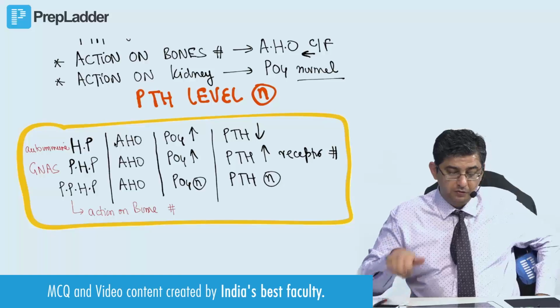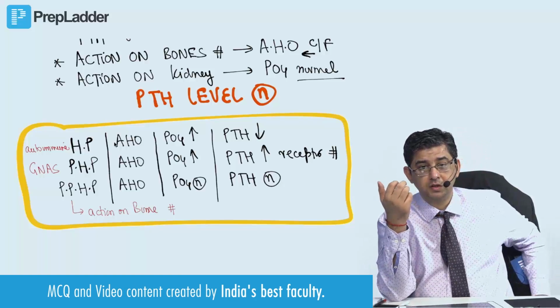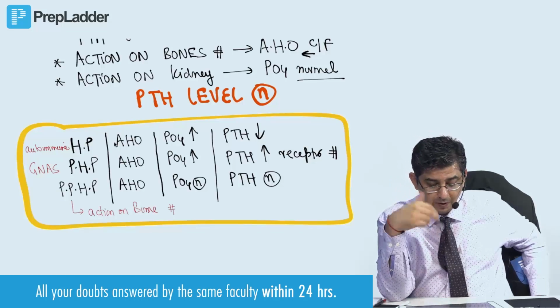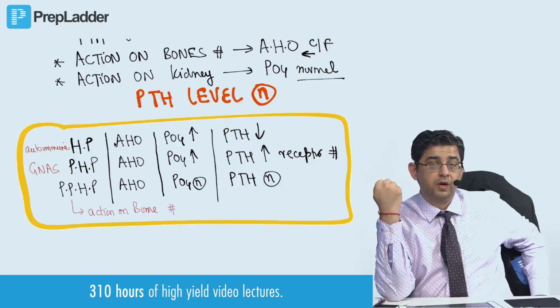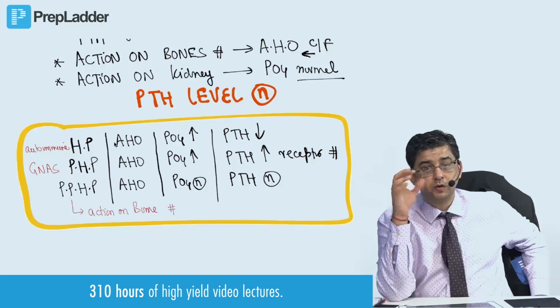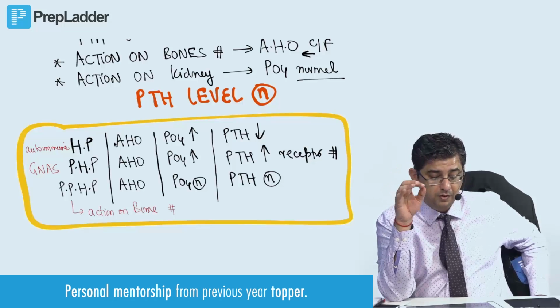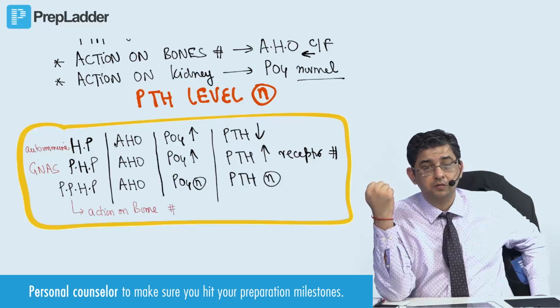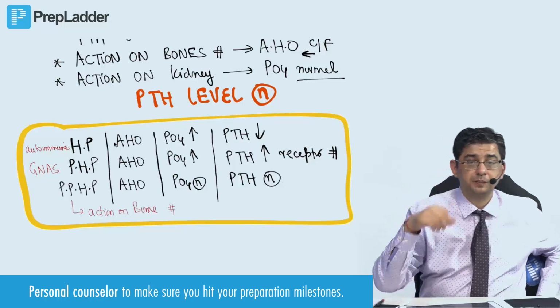The first condition will always have less PTH. The second condition will have a defect of the receptor, so there is more PTH, and the third will have normal PTH. All will have identical features of Albright hereditary osteodystrophy with the knuckle dimple sign, and you can differentiate them on the values of the phosphate.